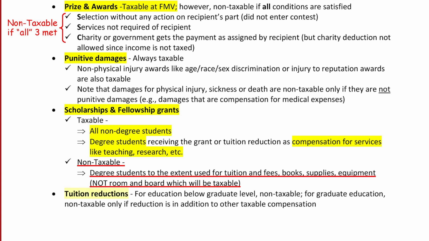Next, highlight tuition reductions. So for education below graduate level, tuition reductions are non-taxable to the recipient of the tuition reduction benefit. However, for graduate education, the tuition reductions are underlined non-taxable only if the tuition reduction is in addition to other taxable compensation received by the recipient. And just to connect these together, put a bracket from scholarships and fellowship grants down to tuition reductions. So guys, all of this is other income, or the O of Sir You O.